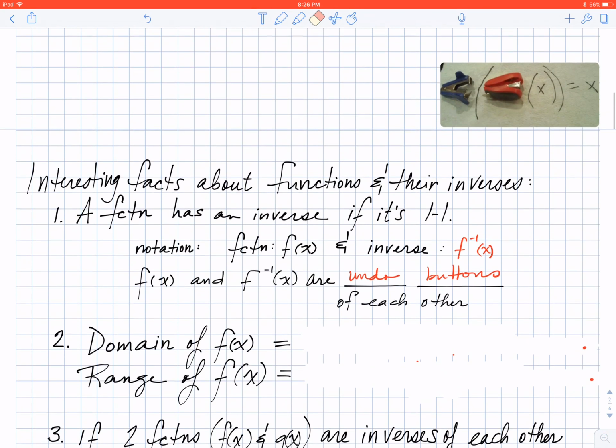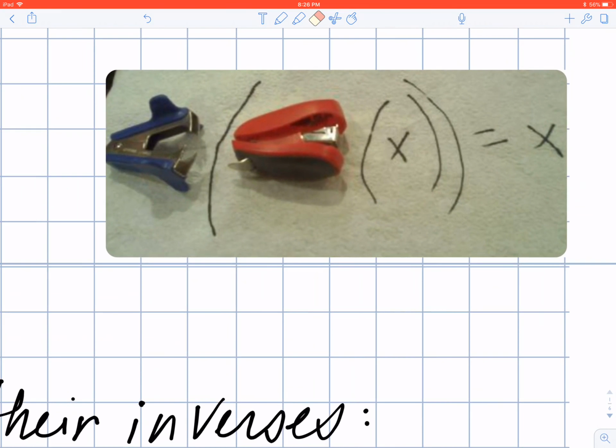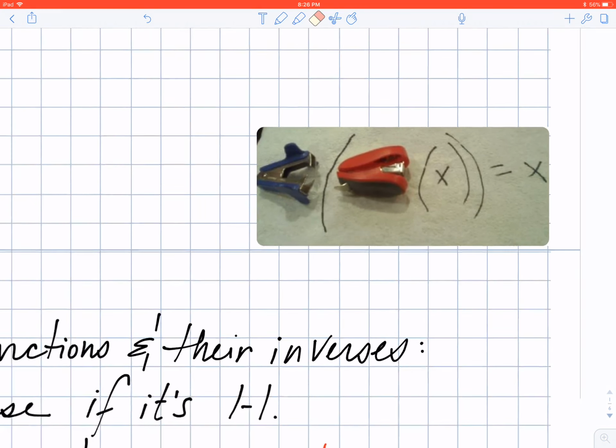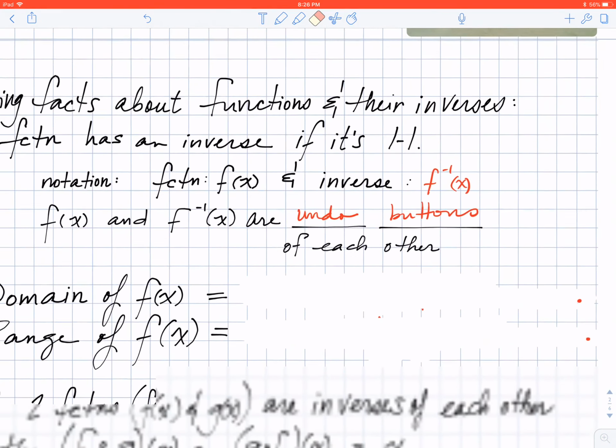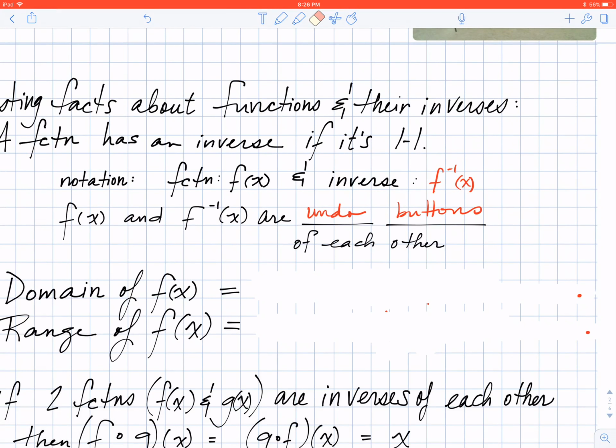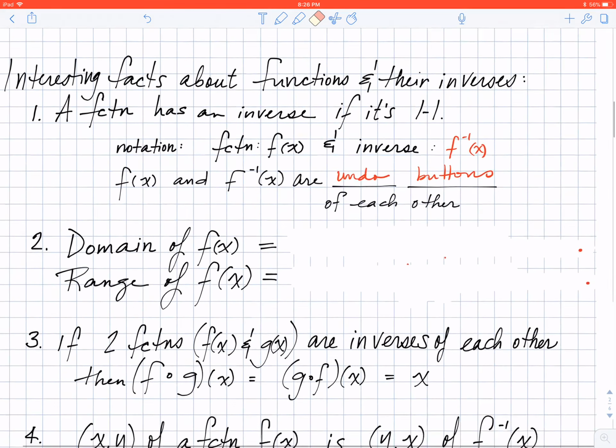Now I've placed a little image up here that kind of shows this, that these are undo buttons of each other. These two little gadgets are going to undo each other. That's what a function and an inverse function do. They undo each other.